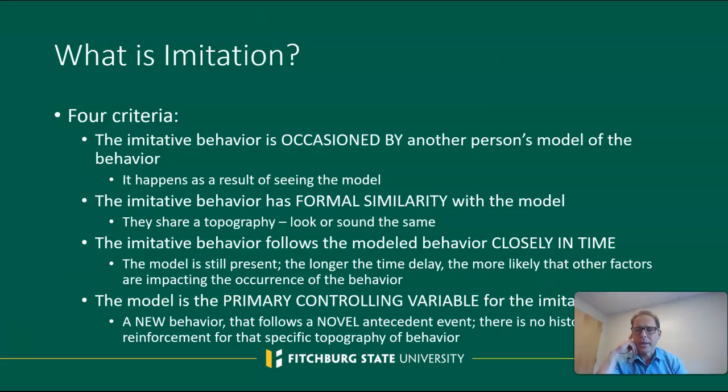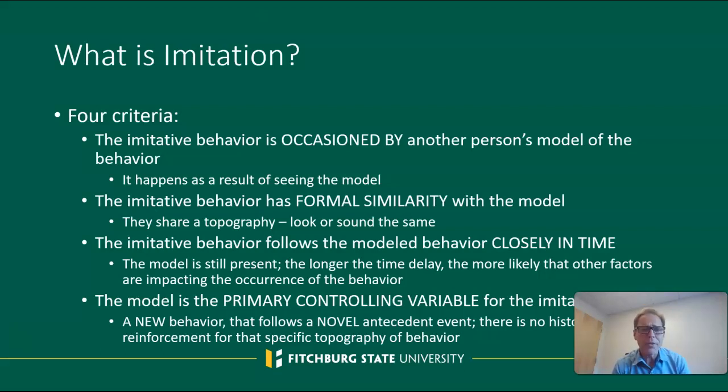So switching from modeling, which is actually engaging in that response that we want the learner to imitate, what is imitation? And there are 4 criteria for establishing something as an imitative behavior. First, the imitative behavior is occasioned by another person's model of the behavior. So essentially, their response happens as a result of seeing the model engaging in the behavior. Second, the imitative behavior has to share formal similarity with the model. So the modeled behavior and the imitated behavior, they have to look or sound the same. There has to be a shared topography there for it to be imitation.